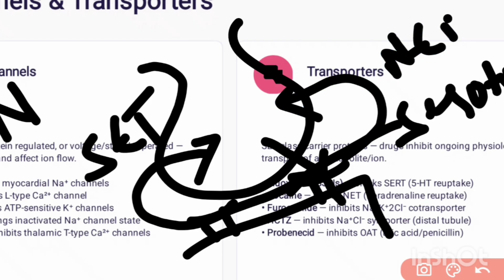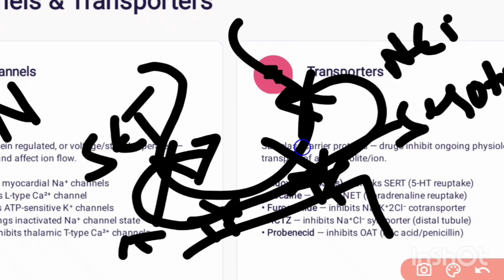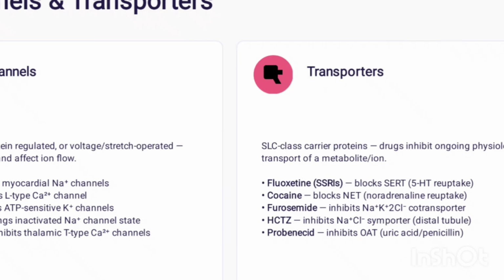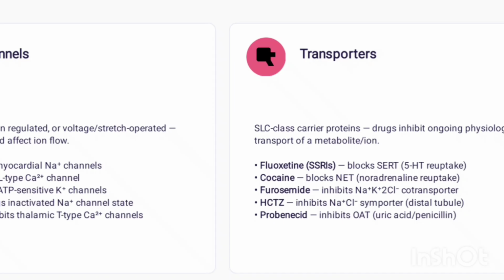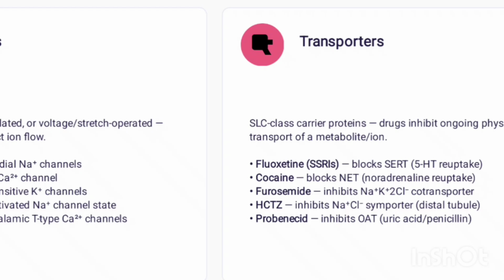If we want to increase serotonin levels, we have to block these transporters. If we want to increase norepinephrine levels, we also have to block these transporters. For example, selective serotonin reuptake inhibitors such as fluoxetine act by blocking the serotonin transporters. Cocaine acts by blocking the norepinephrine transporters.